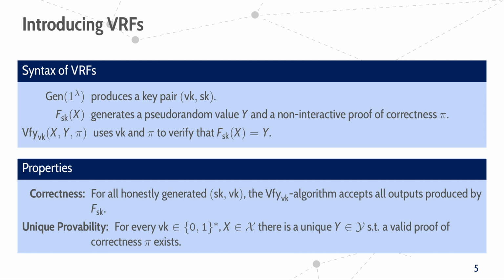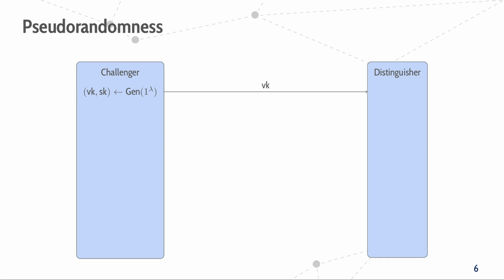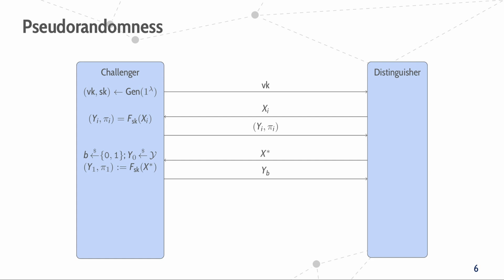Naturally, we also require pseudorandomness from a VRF, which we model using the following security experiment between a challenger and an adversary. The challenger first computes the key pair and gives the public verification key to the adversary, which can then make evaluation queries to the challenger. At some point, the adversary has to state a challenge input X star for which it has not queried an evaluation before. The challenger answers the adversary's challenge input with either the honest evaluation or with a uniformly random element from the VRF's range. However, the proof of correctness is not given to the adversary for the challenge input.